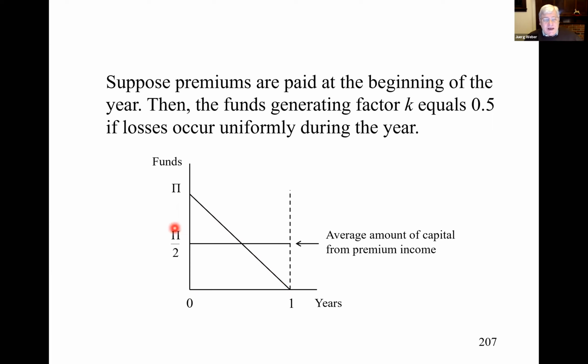So the insurance company gets money from the insurance buyers at the beginning of the year and then uses up this money for the claims of the insurance buyers. And let's assume those claims arise uniformly. That's naturally not completely correct. So there will be some fluctuation. So in the beginning of the year, the insurance company has a lot of funds from those premium incomes. And then towards the end of the year, the insurance company no longer has a lot of funds. So the average amount of capital from premium income is just half of it.